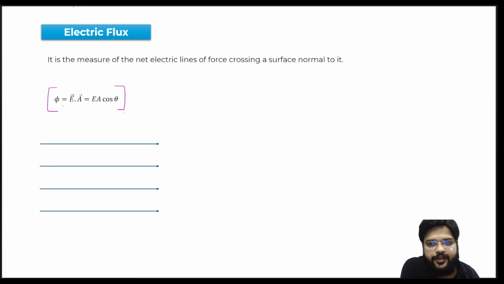So here we have the electric field. How can we write it mathematically? Phi equals E dot A. This is the mathematical formula. E is the electric field and A is the area vector, correct? And if we remove the dot product sign, we get E A cos theta, where theta is the angle between the electric field and the area vector. Let's suppose here we have one surface which is present in this electric field.